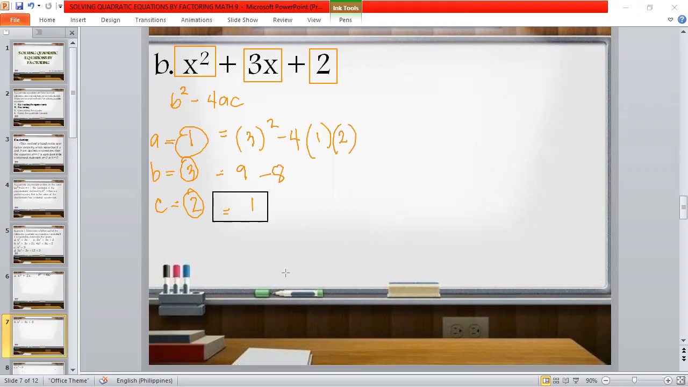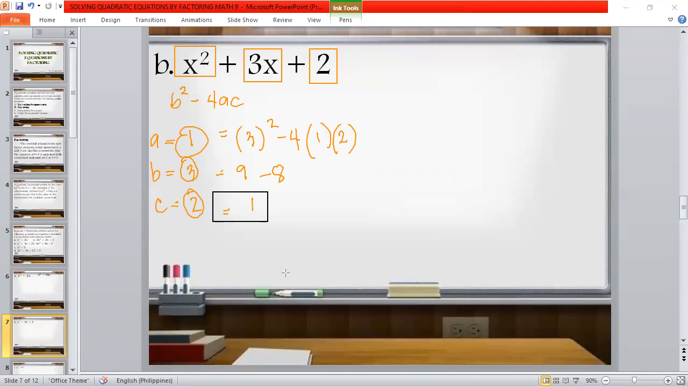1 is a perfect square because 1 times 1 is 1. Because our discriminant is a perfect square, we can say that the expression that we have is factorable. Now we have 3 terms here, a given trinomial expression.